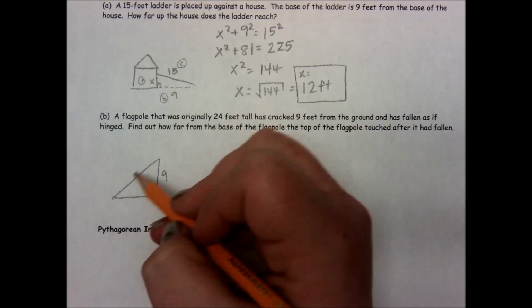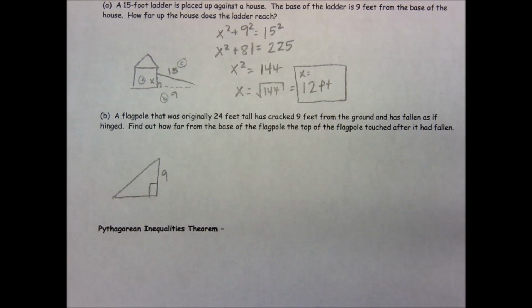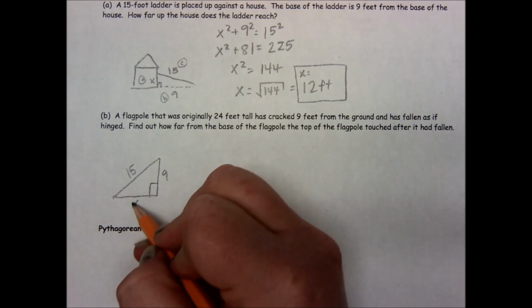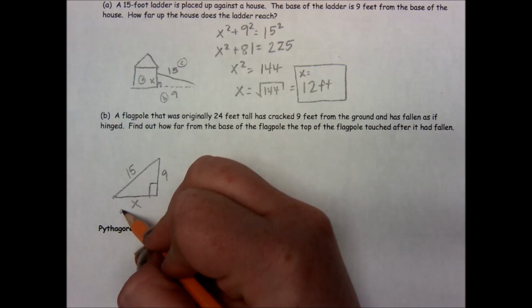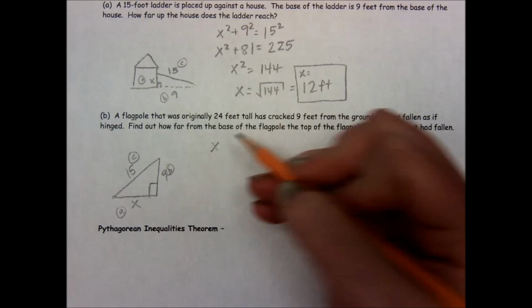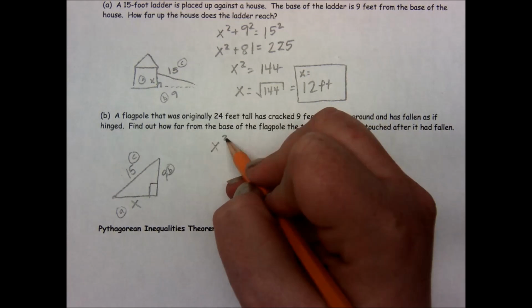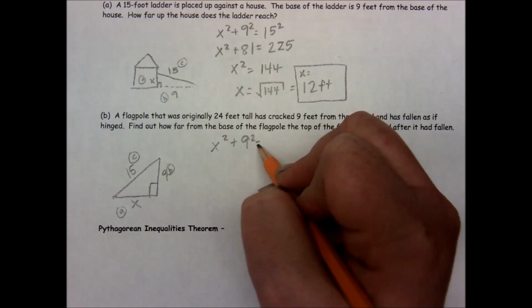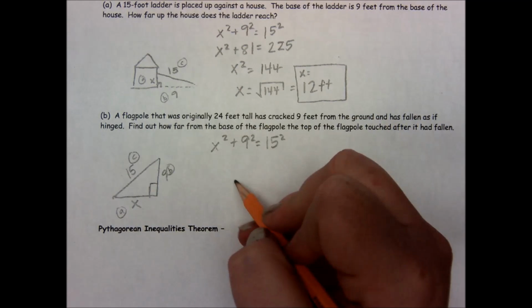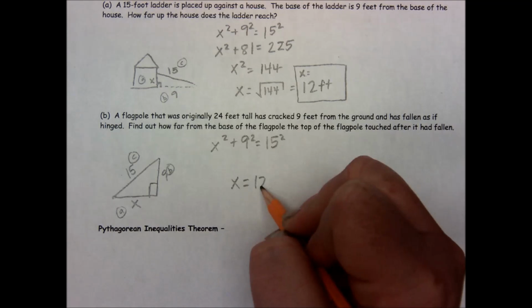So it was 24 feet, so 24 minus 9 gives me 15 left over for right here. So I want to know this length. So I'm going to let this be A, B, and C. So x squared plus 9 squared equals 15 squared. This is the same problem as up here. X ends up being 12 feet.